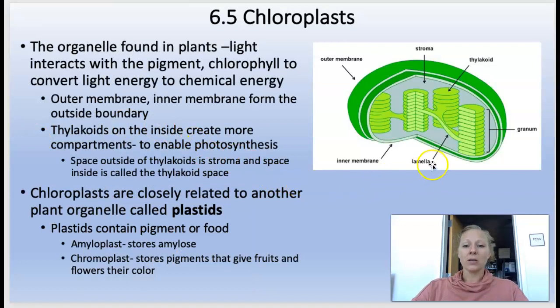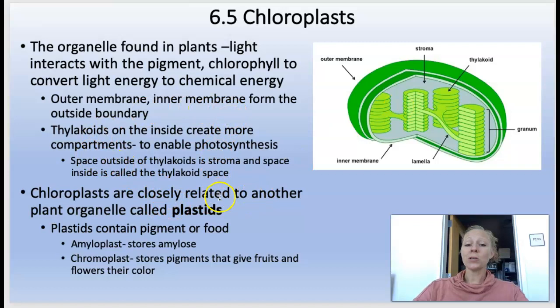And now we have chloroplasts. So chloroplasts are found in plants. The light interacts with a pigment called chlorophyll. Chlorophyll is found in these little stacks. These little stacks are made of pancakes, or little flat layers, called thylakoids. So the thylakoids are the pancakes, and if you have a whole stack of these pancakes, it's called a granum. And so we have our outer space, we have our stroma, which is the space between the thylakoids and the inner membrane. The space between the inner and outer membrane is small, and so those are pretty close together.